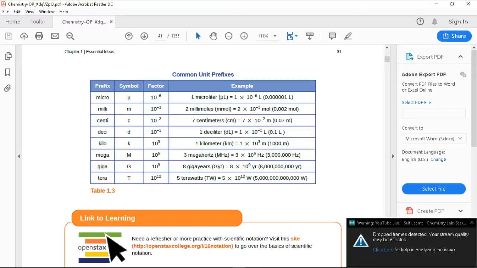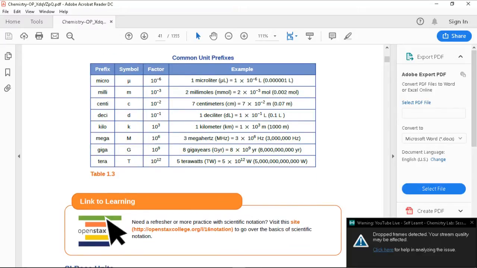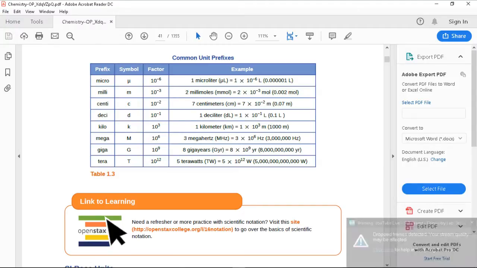These are common unit prefixes. We've got micro, which is 10 to the negative 6. We've got milli, which is 10 to the negative 3. And we have centi, which is, wait, yeah, negative 3, negative 2. Deci is negative 1. Kilo is 3 in the positive. Mega is 6. Giga is 9. And tera is 12.